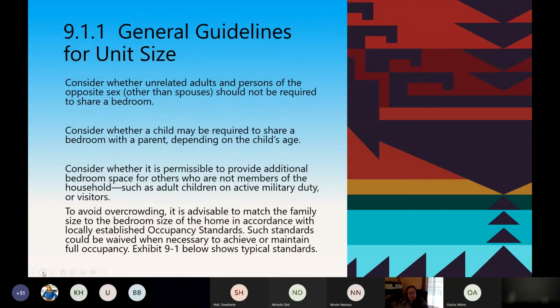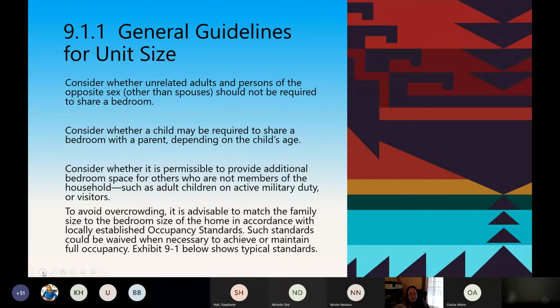Consider whether unrelated adults and persons of the opposite sex other than spouses should be required to share a bedroom. We would never do that. Consider whether a child can be required to share a bedroom with a parent depending on the child's age. Those are all things that people have asked over time. Consider whether it's permissible to provide additional bedroom space for others who are not members of the household, such as adult children who are on active military duty, or visitors.